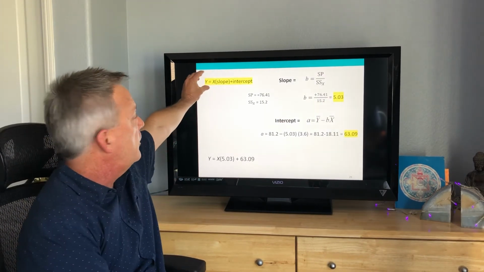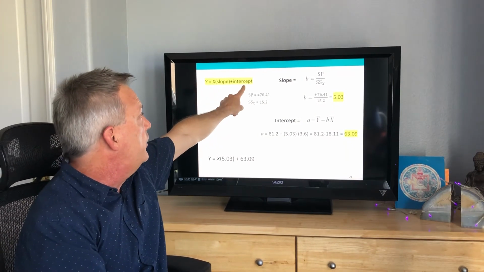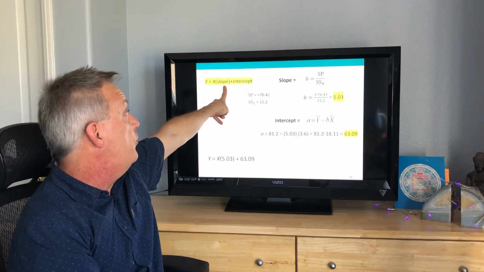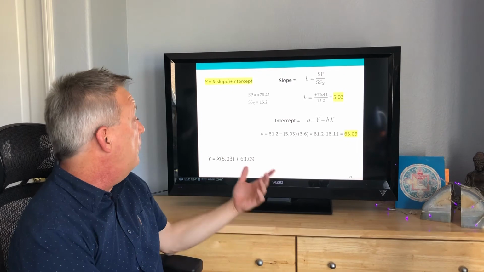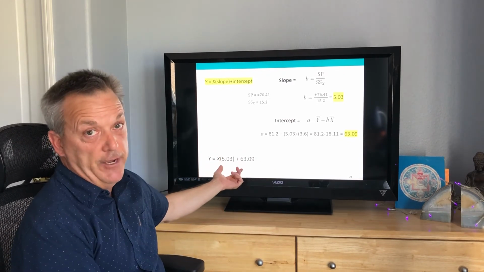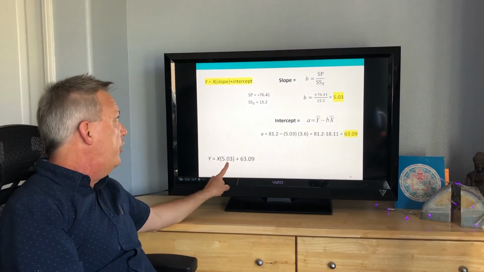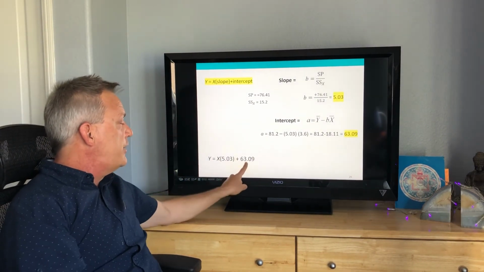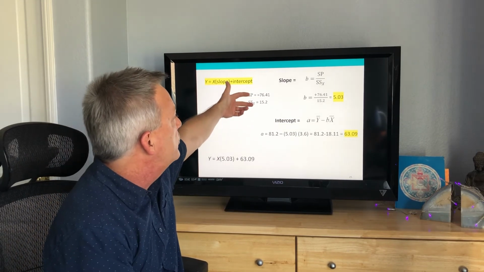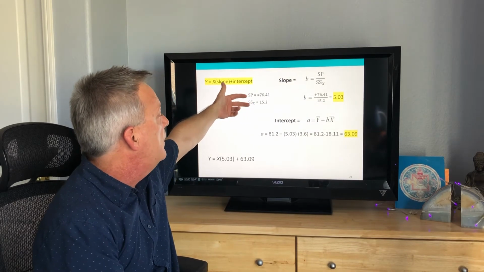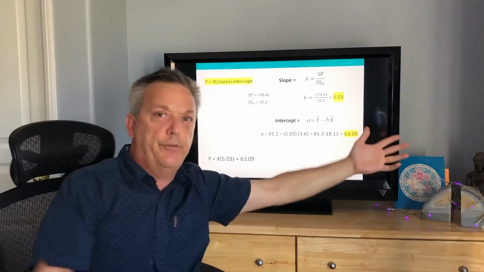Okay, so remember the equation for linear regression is y equals x times the slope plus the intercept. We need to solve for slope first and solve for intercept, and then it's just a matter of we have our equation, and we just plug that into the final equation right here. That's what we're going to get. So how did we get 5.03 for the slope and 63.09 for the intercept? Well, we were given these values right here of the sum of products and the sum of squares for x, and we just plug those in and we get 5.03.